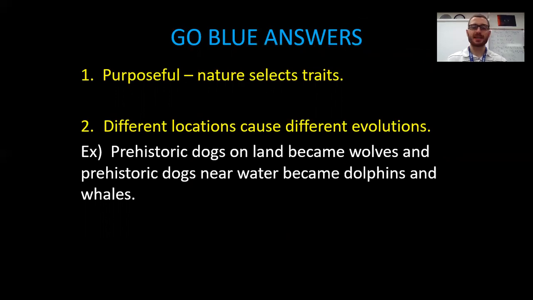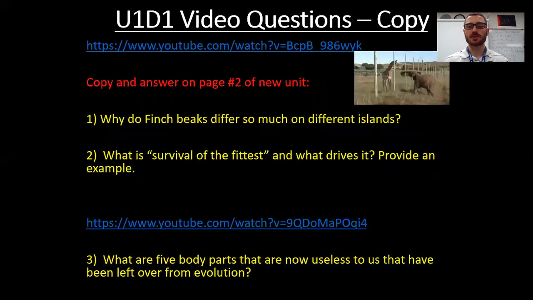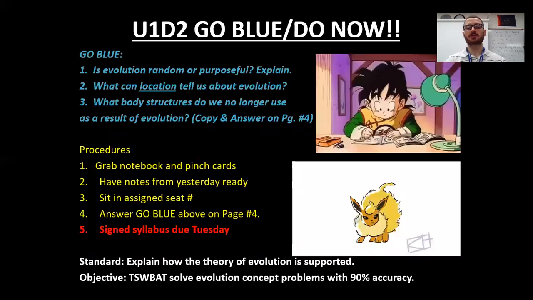So for example, and you don't necessarily need to write this down, you can if you want. Focus on the yellow here. Prehistoric dogs that were on land evolved into wolves, and those that were near water, some of them evolved into dolphins and whales. We'll get into that at a later time. And actually, let me show you that in a little bit. Let's focus before we answer number 3.